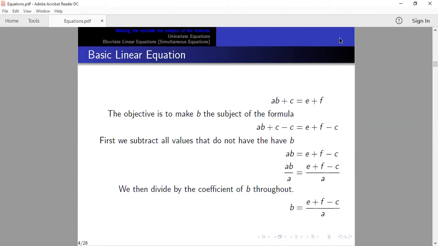Now, taking reverse BODMAS, there are no brackets, there's no division. And automatically, after we've done our division, B stands alone, which means we have now made B the subject of the equation, or the subject of the formula.